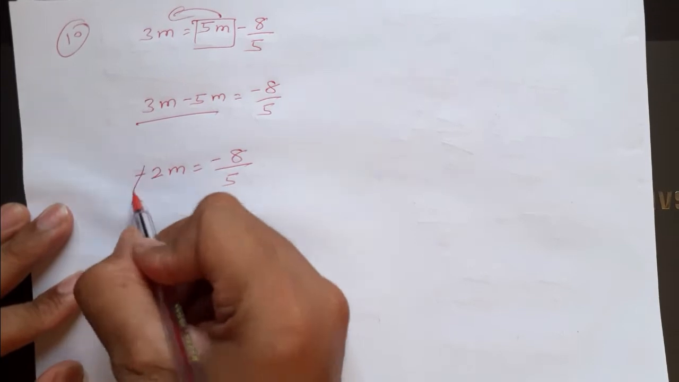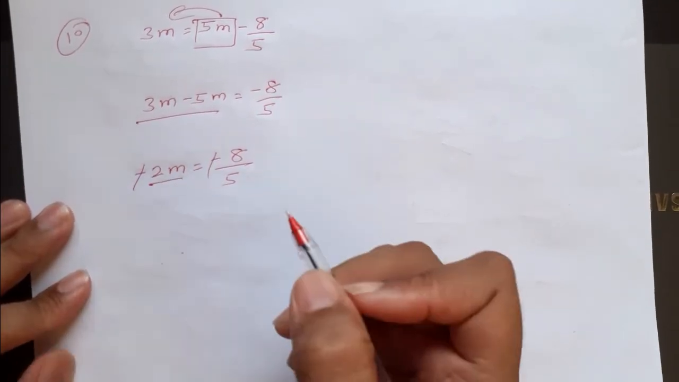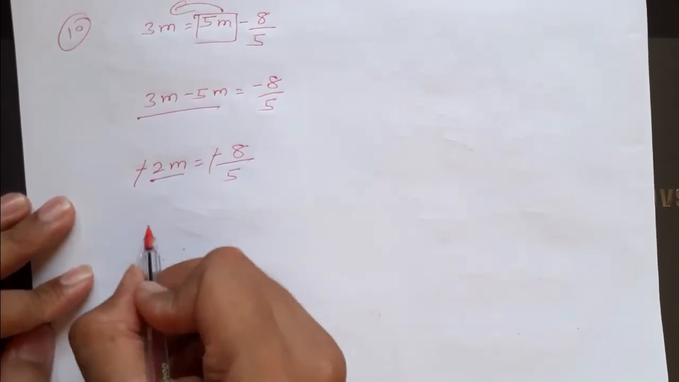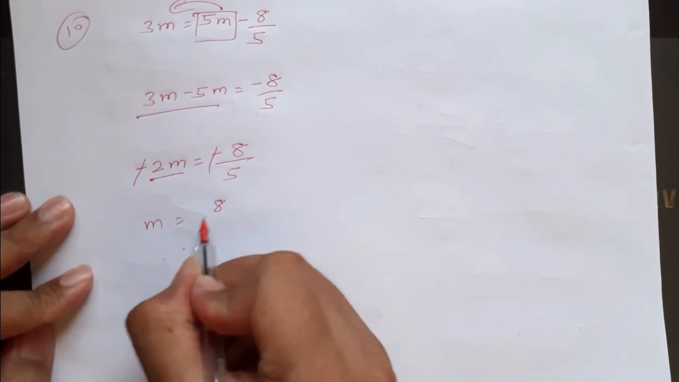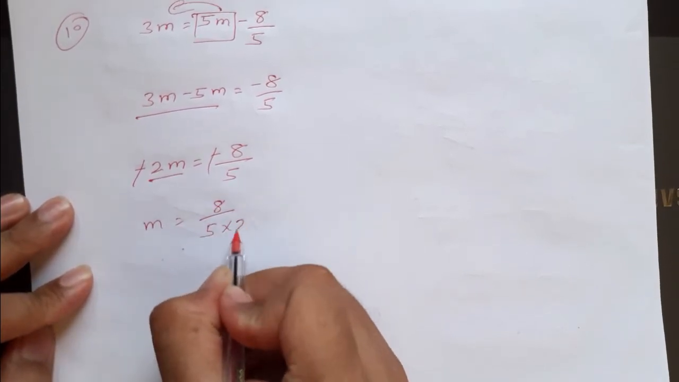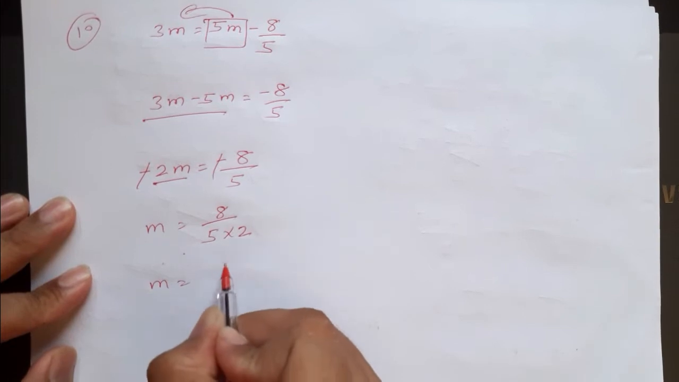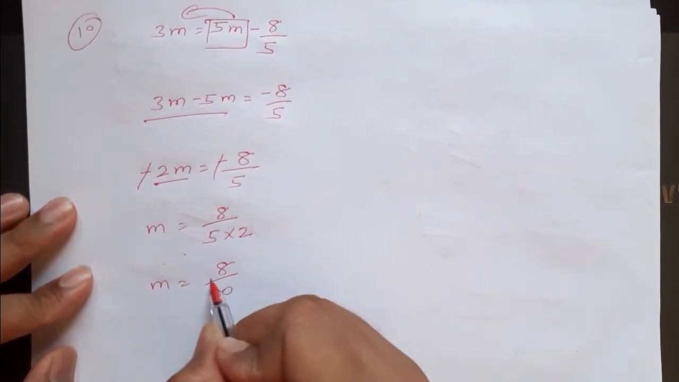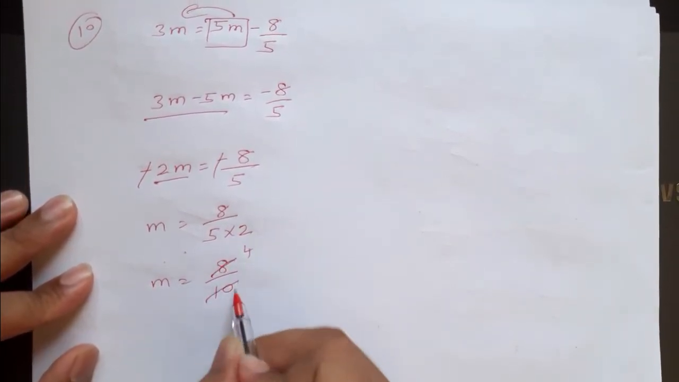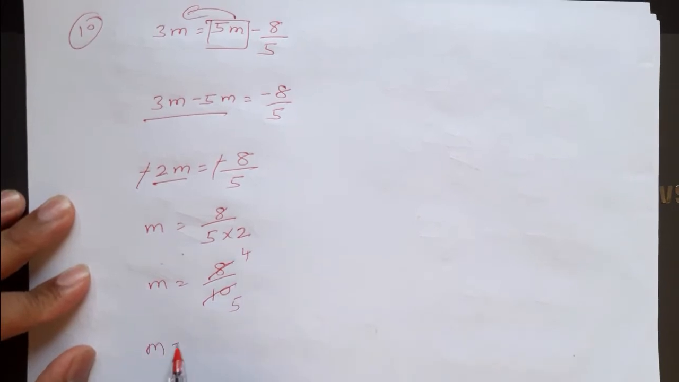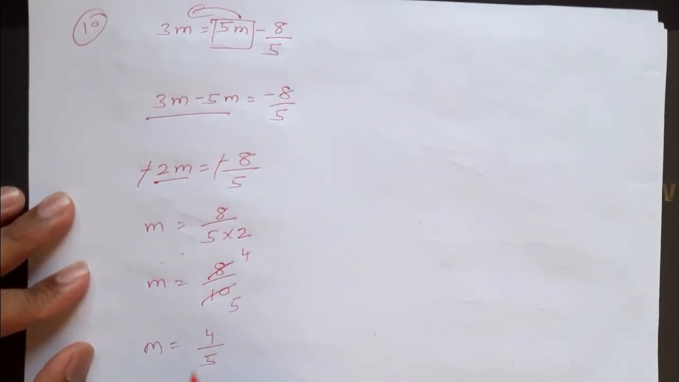Now here minus and minus cancel out, and 2 and m both having relation of multiply. So we will transpose it to the divide. So 8 upon 5 multiply 2. So m is equal to 8 by 10. 2 table 8 comes 4 times, 2 table 10 comes 5 times. So the value of m is equal to 4 upon 5.